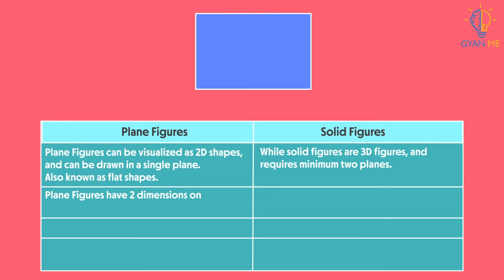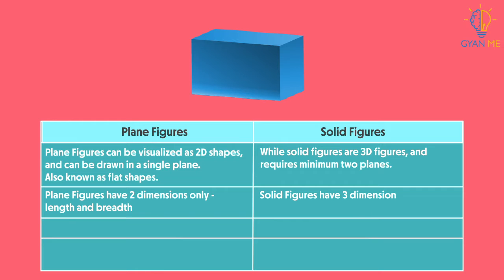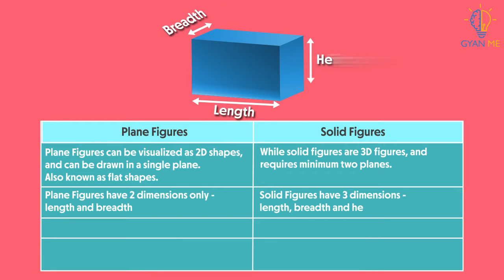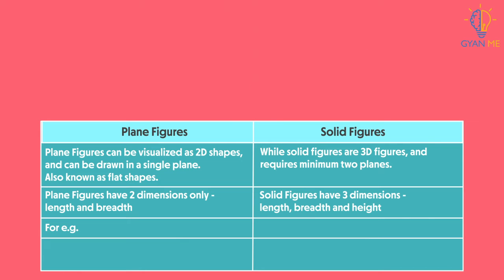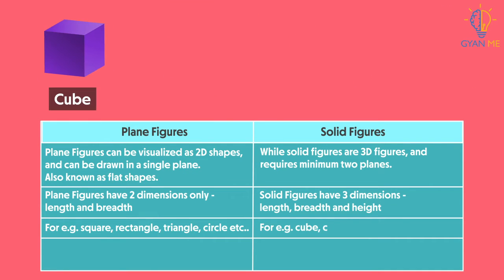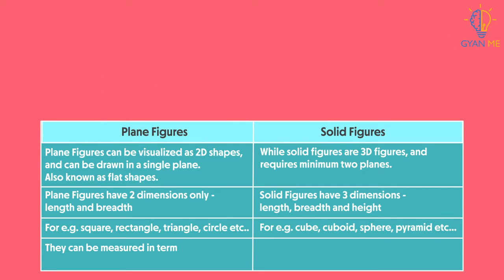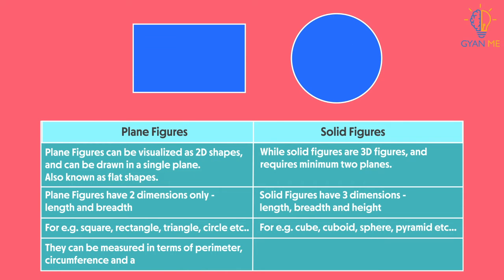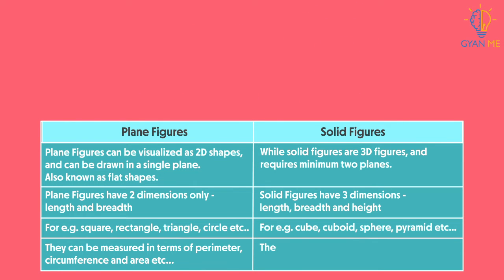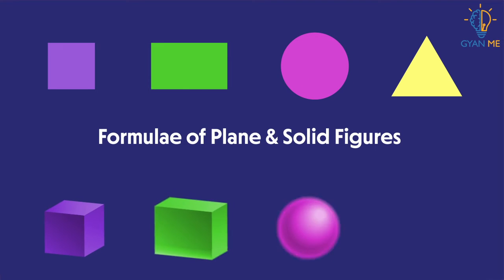Plane figures have 2 dimensions only, that is length and breadth, while solid figures have 3 dimensions, that is length, breadth and height. Examples of plane figures are squares, rectangles, triangles, circle, etc. While the examples of solid figures are cube, cuboid, sphere, pyramid, etc. Plane figures can be measured in terms of perimeter, circumference and area, etc. While solid figures can be measured in terms of surface area and volume, etc. Now, let us recall formula of plane and solid figures.